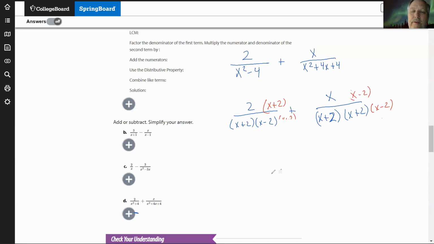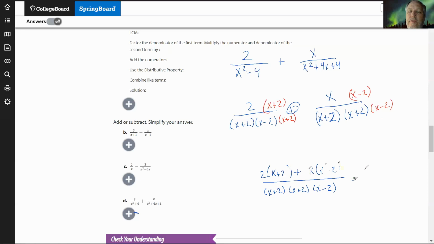So we'll go ahead and write this out then as our numerator. Our denominator is going to be x plus 2, x plus 2, and then x minus 2. And that's our denominator. And then the numerator, I'm going to go ahead and write it out. So it's 2 times x plus 2 plus x times x minus 2. And so we'll go ahead and use the distributive property. So 2 times x is 2x.